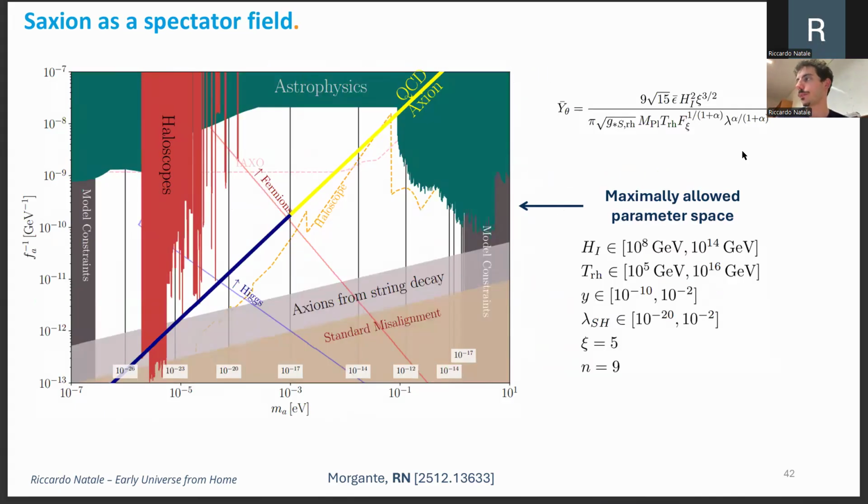And with this, I show you the parameter space which we have in this scenario. Here the average yield depends on all the parameters we have in the model. So in order to visualize the parameter space, we just project on a two-dimensional slice, m_a versus f_a, of our parameter space. What you see here is the maximally allowed parameter space, letting these parameters range in these intervals.